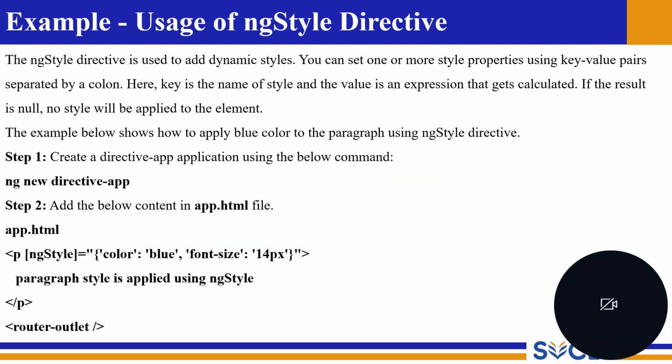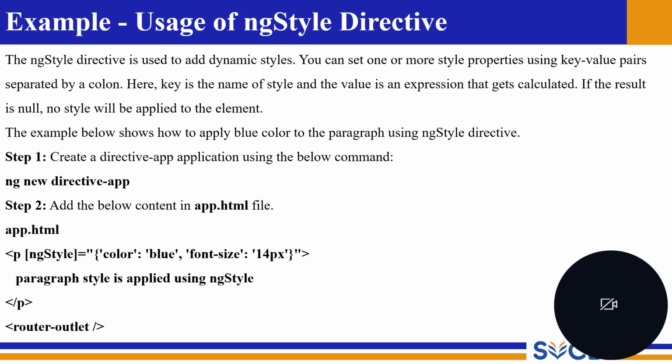The first one is an example for the ngStyle directive. Here the ngStyle directive is used to add dynamic styles. You can set one or more style properties using key-value pairs separated by a colon. Here the key is the name of the style and the value is the expression that gets calculated. If the result is null, no style will be applied to the element. This example shows how to apply blue color to the paragraph using the ngStyle directive.